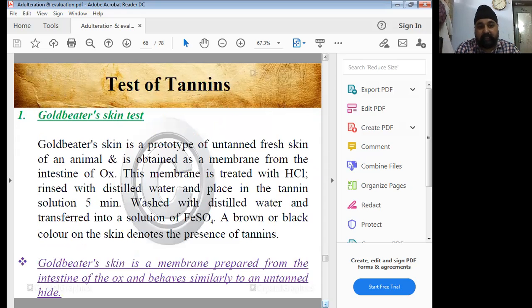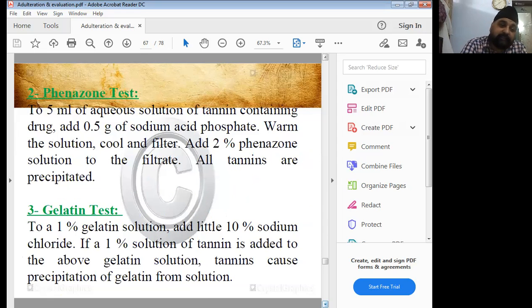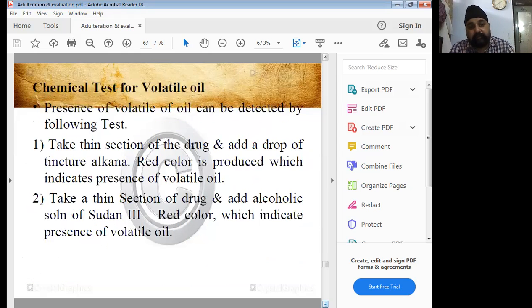This can be performed. For tannins, the goldbeater's skin test is there. Goldbeater's skin is basically a membrane prepared from the intestine of the ox. It behaves similarly to untanned hide. If by adding a certain reagent over this untanned hide, brown black precipitates form, it means there is presence of tannins. Then the phenazone test is also there for tannins. The gelatin test is also there. So these are the tests which we carry out.